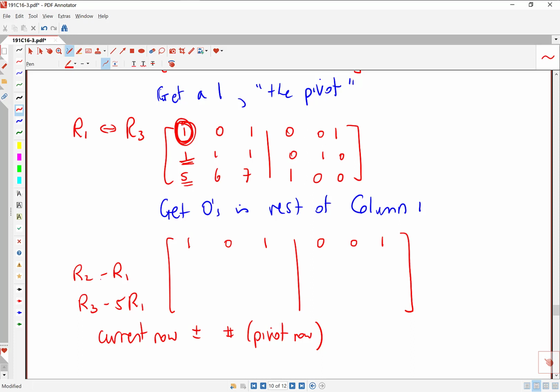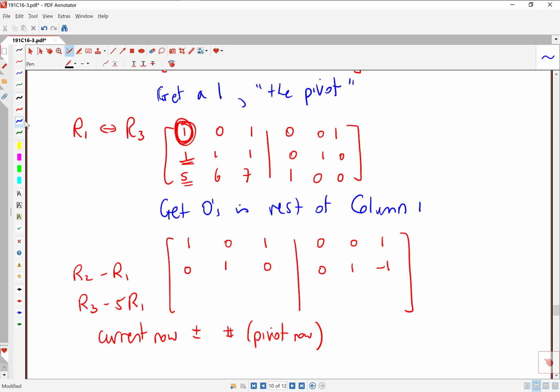And let's focus on going row 2 minus row 1. So we'll go 1 minus 1 is 0. 1 minus 0 is 1. 1 minus 1 is 0. And then just working our way across: 0, 1, minus 1.